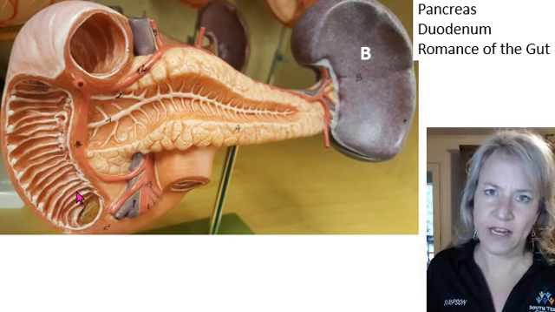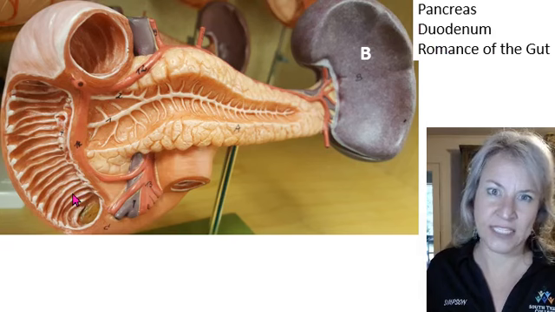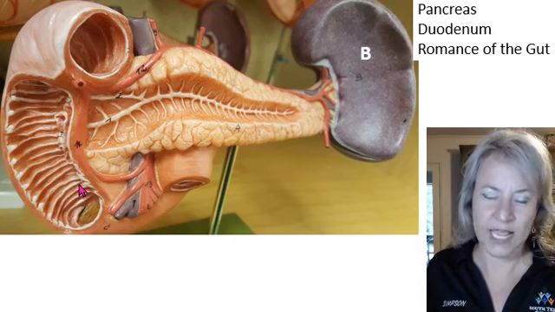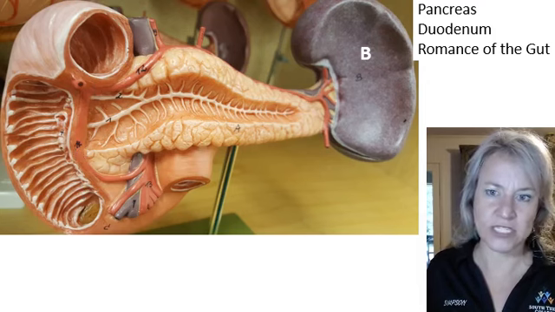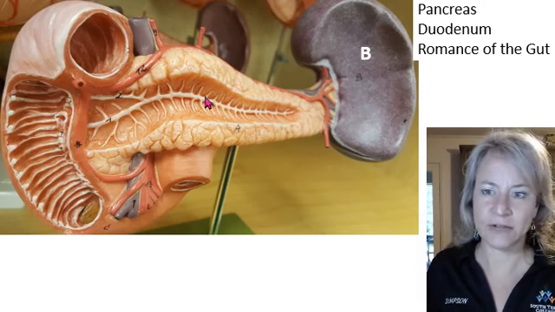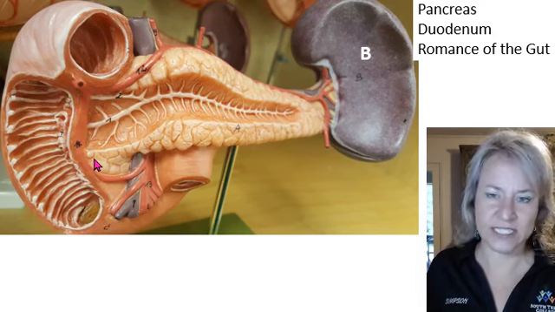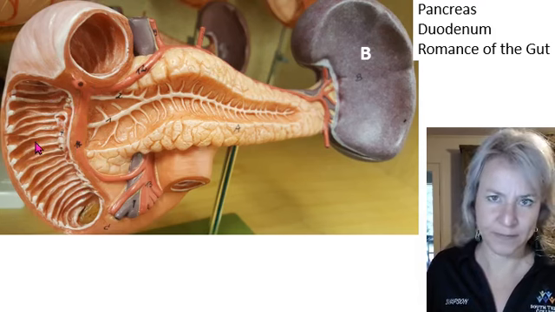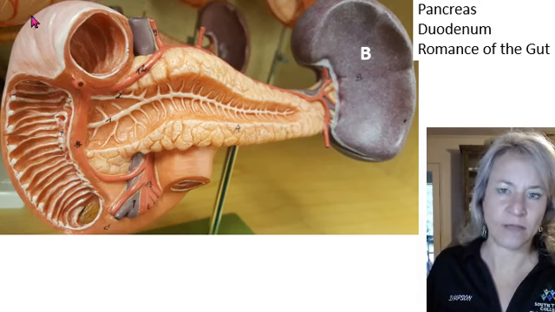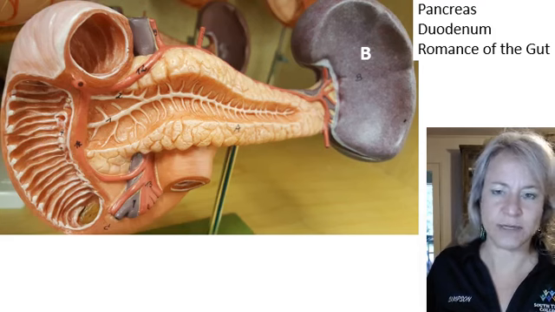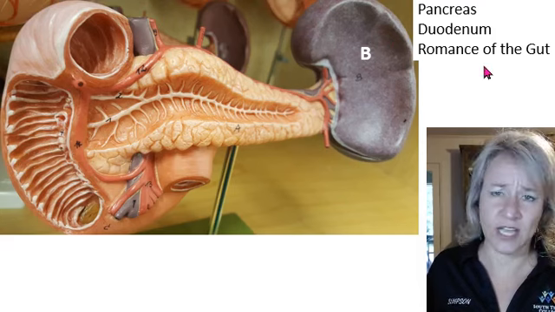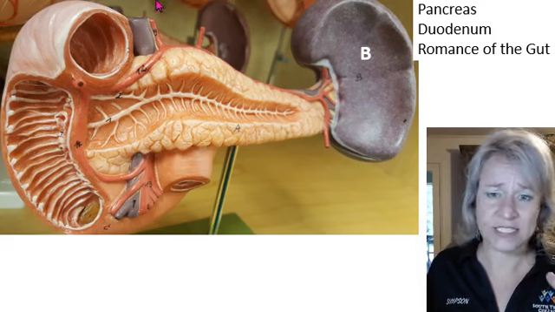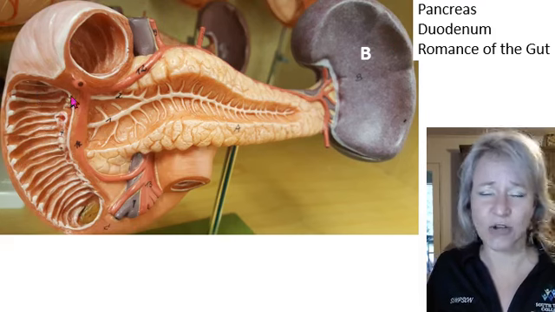And this is that area that I was telling you is like the most important place in the entire digestive system, because this is where everything happens. This is where the stomach is dumping the chyme into the duodenum right here. The pancreas is dumping digestive enzymes into the duodenum. And the gallbladder and liver are dumping bile into the duodenum. So everything happens right here in the romance of the gut. So this is a famous location.